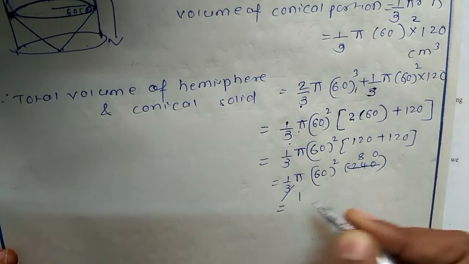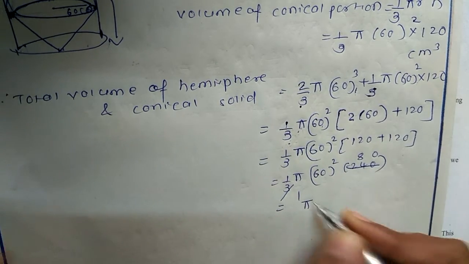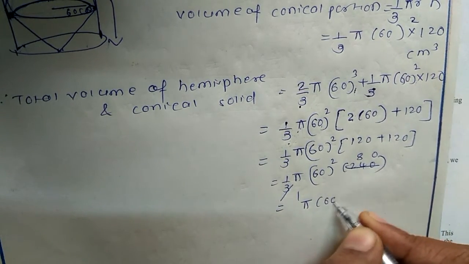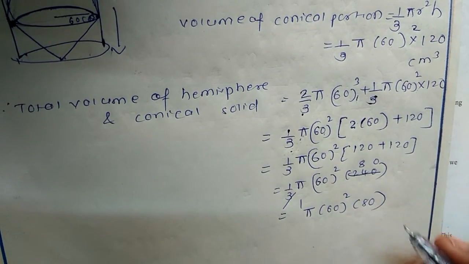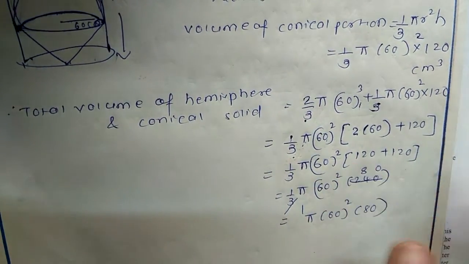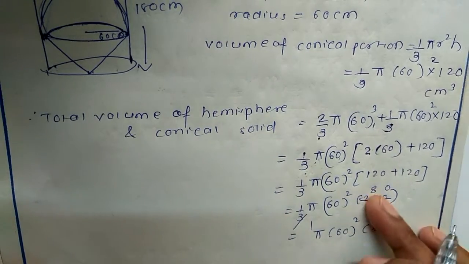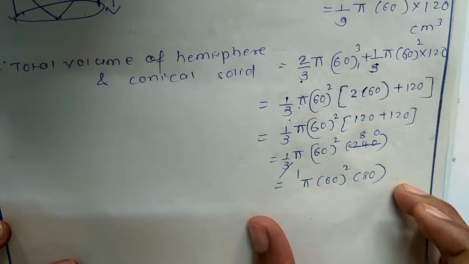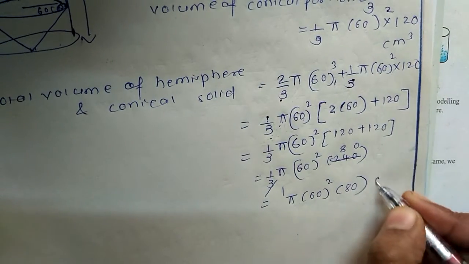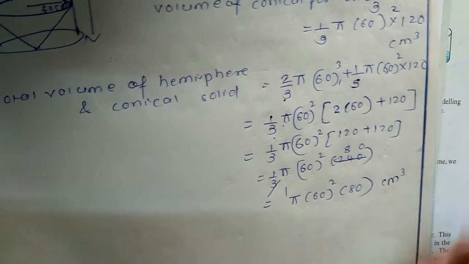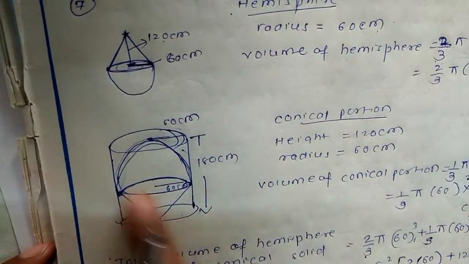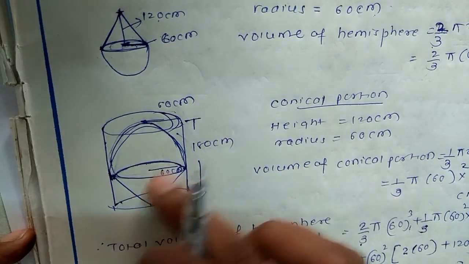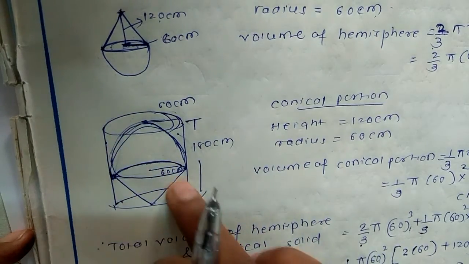So 1/1 is 1 only, 1 into anything is same. So pi, here we got pi 60 square, I'll keep as it is, and here I got 80. So as this is not our final answer, because this answer we are going to use for the further calculation, so I'll keep this answer, and that is in cm cube. But do not forget to write the units. Now from the total volume of cylinder we will remove the volume of this part, so that we will get the volume of leftover water in the cylinder.